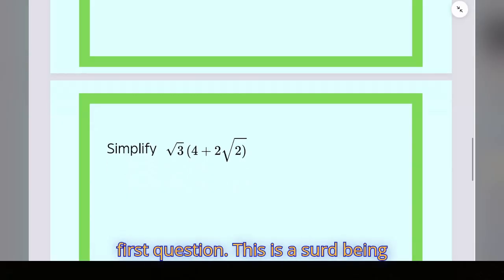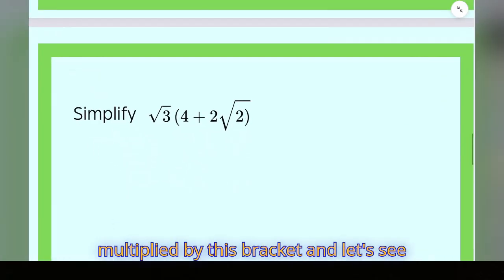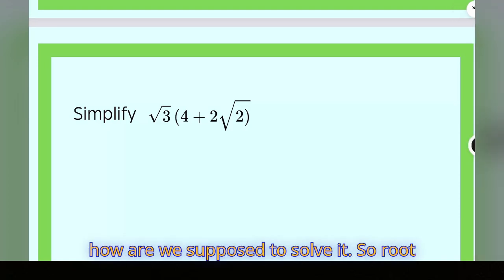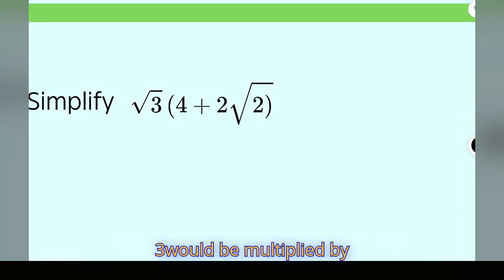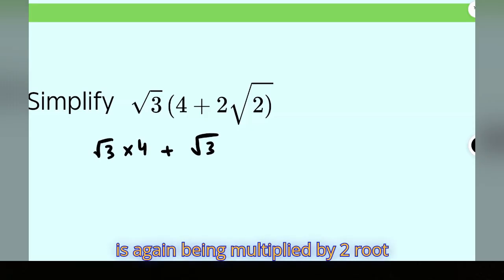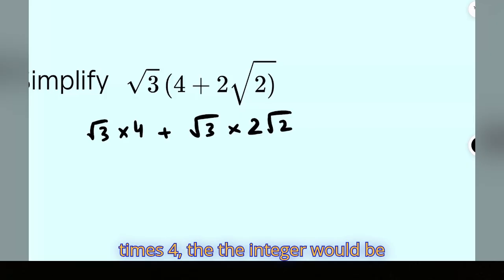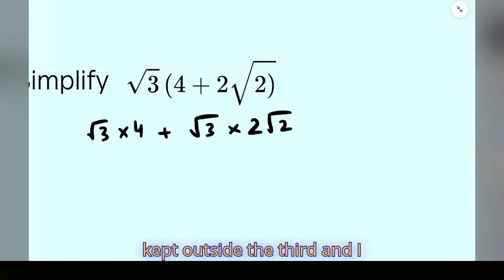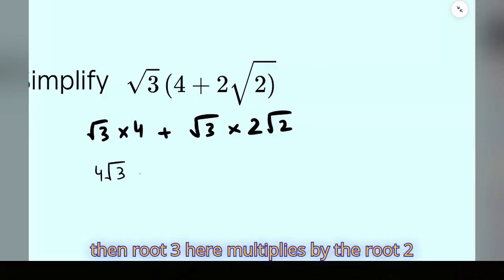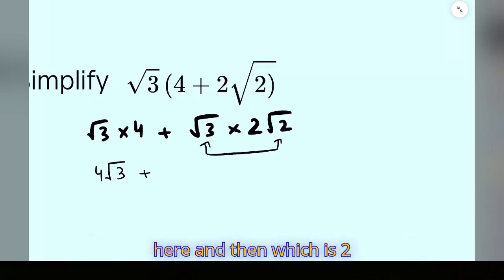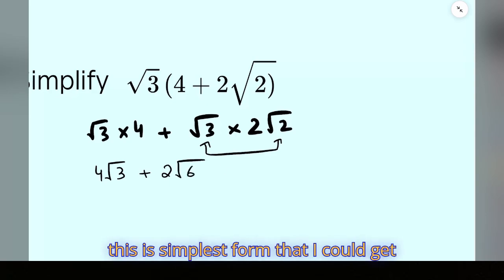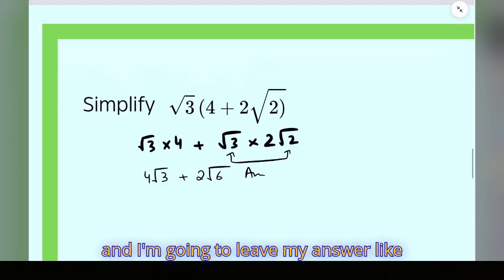So let me show you the first question. This is root 3 being multiplied by this bracket, and let's see how we are supposed to solve it. Root 3 is multiplied by 4 first, and then root 3 is again multiplied by 2 root 2. Root 3 times 4, the integer is kept outside the surd, so I write it as 4 root 3. Then root 3 multiplies by the root 2 here, which gives 2 outside and root 6. This is the simplest form that I can get, and I'm going to leave my answer like that.